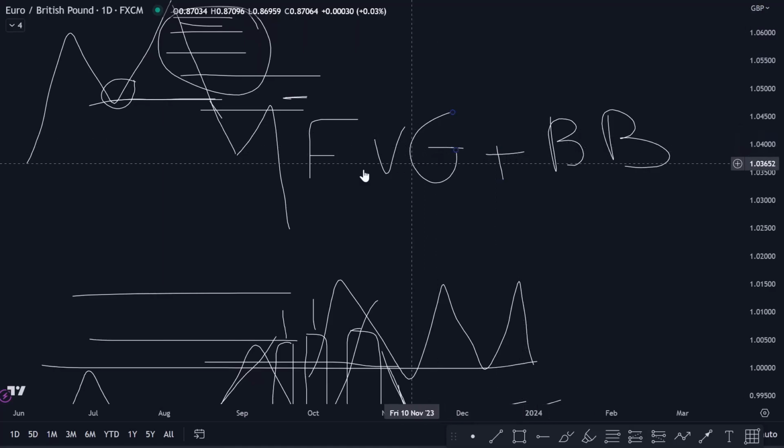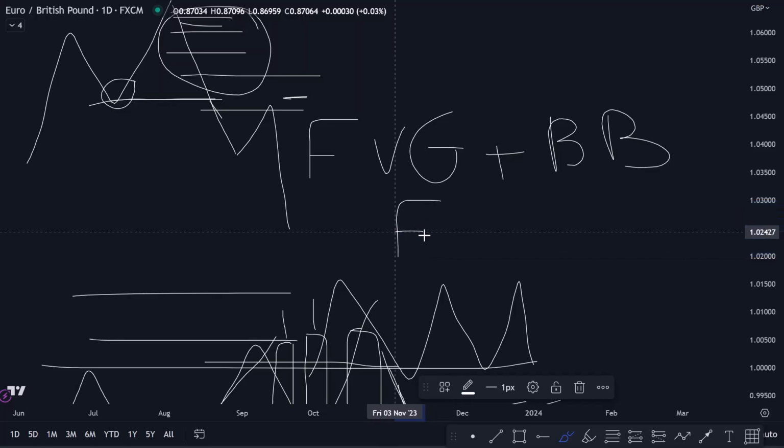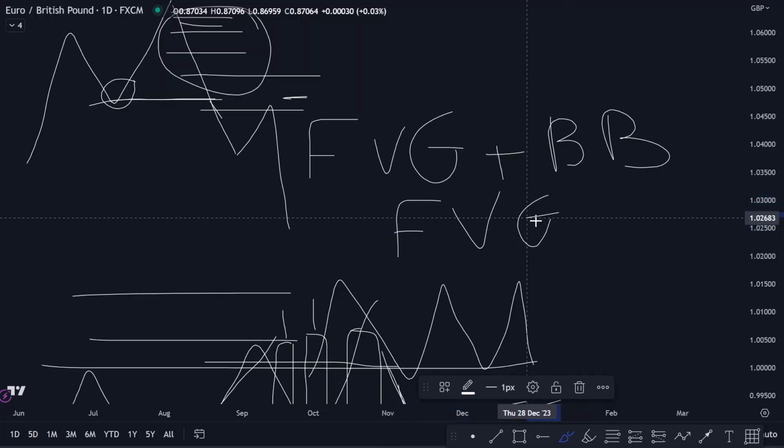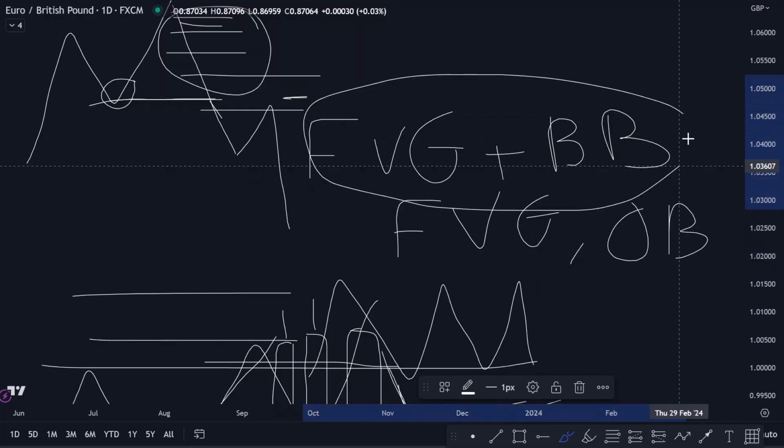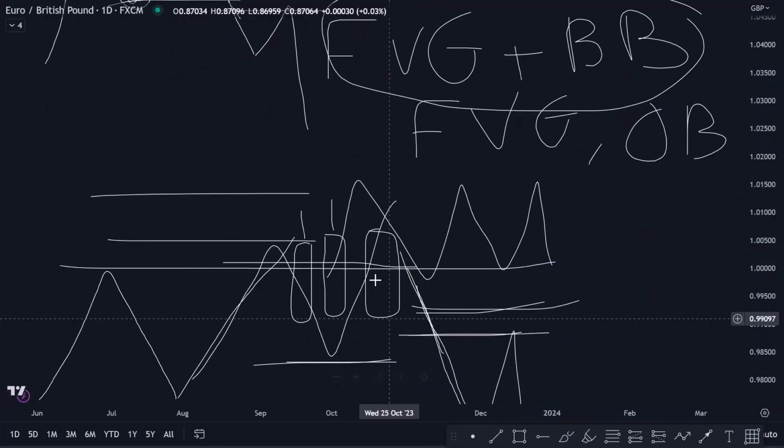So my first entry is a fair value gap with a breaker block. Second entry is fair value gap by itself. I'll take it. And then you can also go with order block. But I really suggest focusing on this fair value gap and breaker block, especially with this pattern.